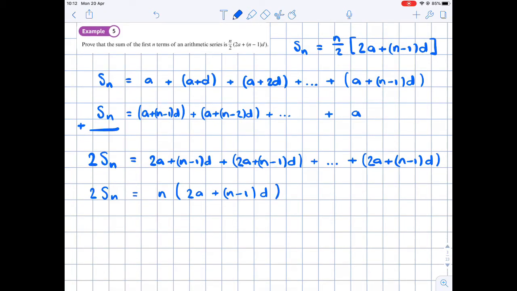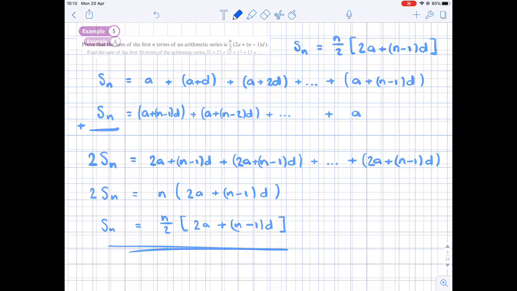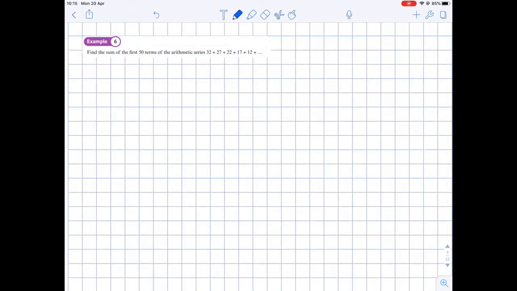Now, again, making Sn the subject, we're going to divide both sides by 2. And we have then n over 2, 2a plus (n minus 1) in brackets times d. And we have our formula. Moving on to example 6.